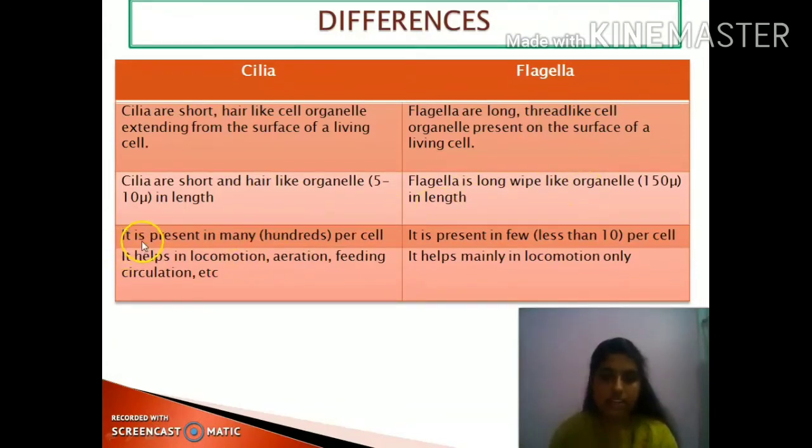Next, cilia are present in a very large number, like about hundreds of cilia per cell, whereas the number of flagella is less. It will be less than 10 per cell. Next, the main function of cilia is that it can help in locomotion, aeration, feeding, circulation, etc., while the main function of flagella is locomotion only.